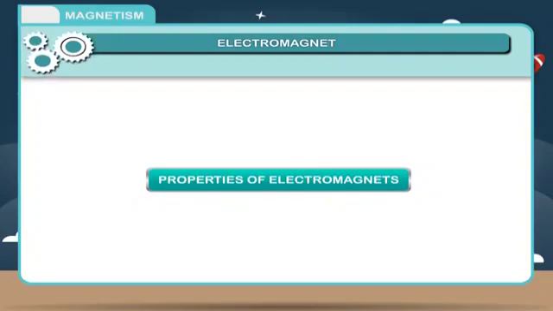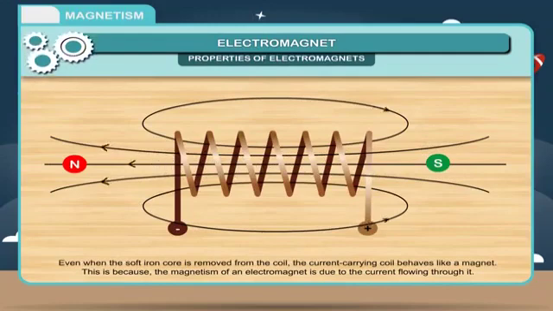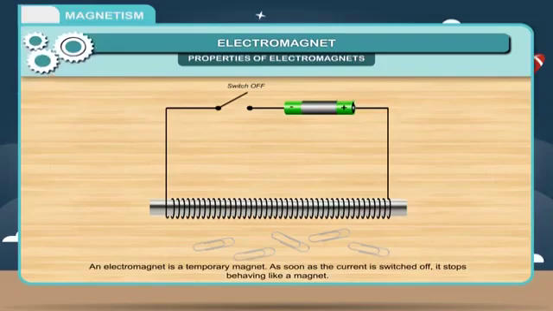Properties of electromagnets. 1. Even when the soft iron core is removed from the coil, the current-carrying coil behaves like a magnet. This is because the magnetism of an electromagnet is due to the current flowing through it. 2. An electromagnet is a temporary magnet. As soon as the current is switched off, it stops behaving like a magnet.